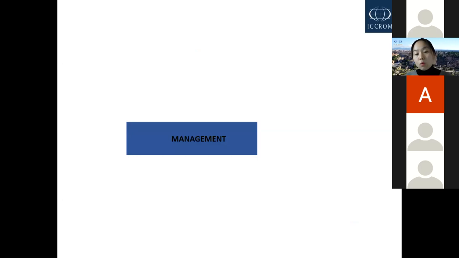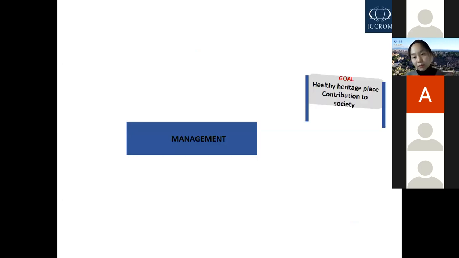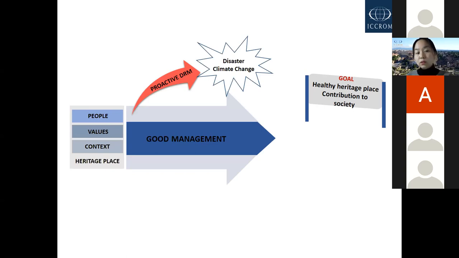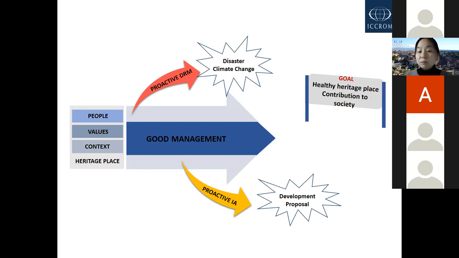And what we're doing in terms of management is, yes, we need to take the heritage place and make sure it's healthy, well-maintained and managed, while it's also contributing to society. But that needs to happen once you have the people, values, context, and understanding of the heritage place, so that you can be proactively prepared for disasters, but also for any kind of development. These are the two different kinds of big changes that could happen to heritage. And if you want to do good management, you need to be thinking ahead and predicting, okay, what kind of changes could happen to my site and what do I have to be prepared for?